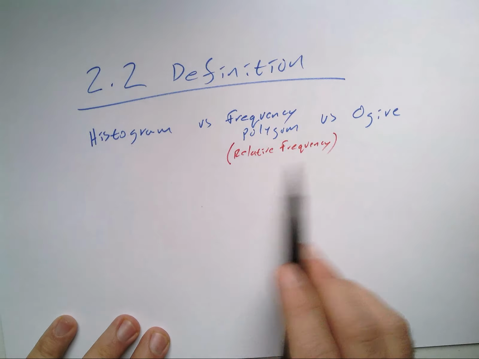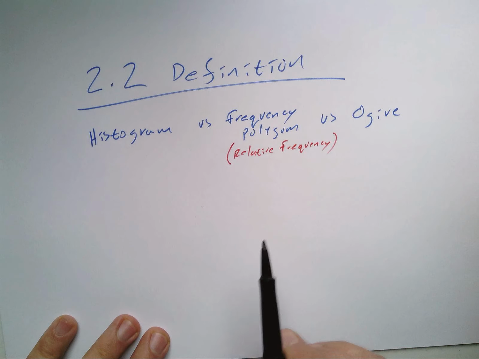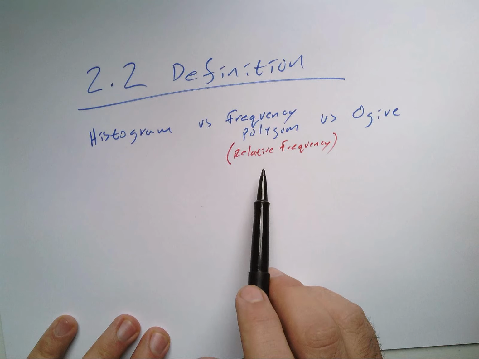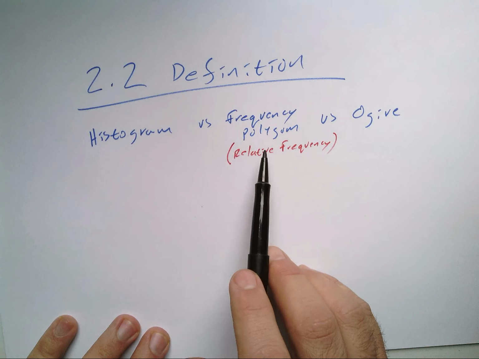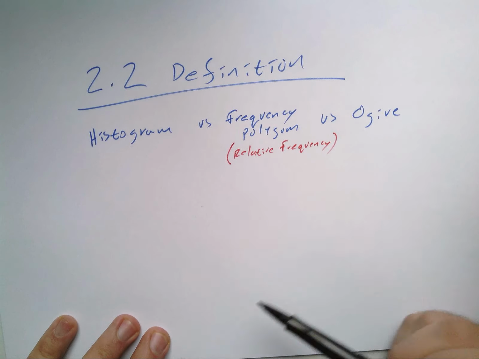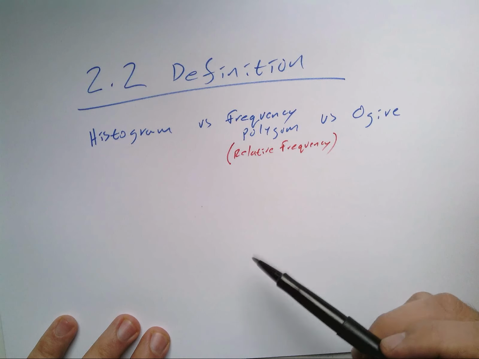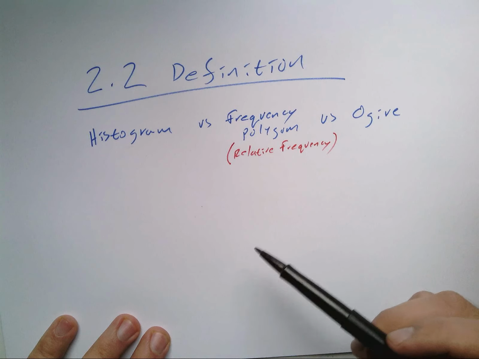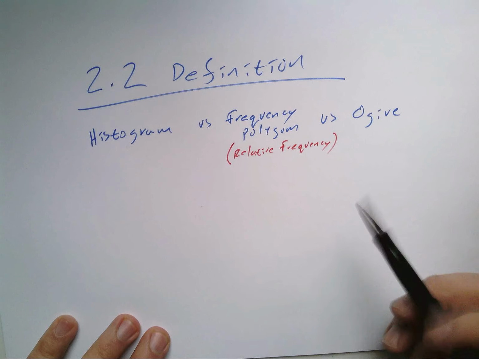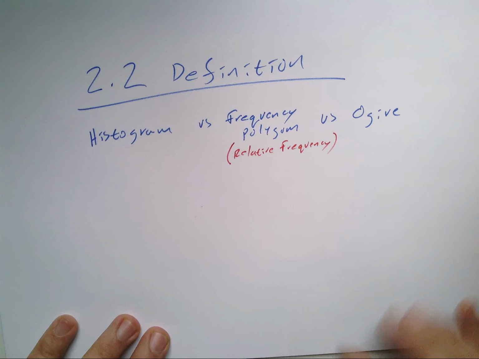Now, there's also the relative frequency ones, but they're exactly the same shape as the frequency polygon, except instead of having the count as your Y value, it's the count divided by the total to give you a percentage that gives you the Y value. All right, I'm jumping a little bit ahead.